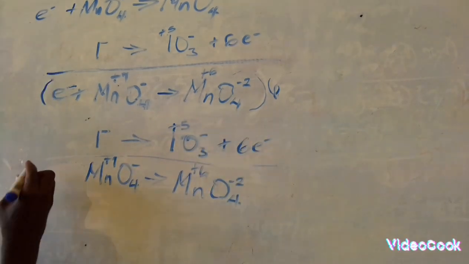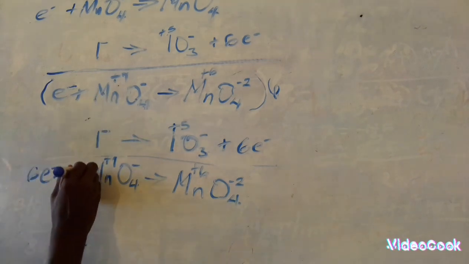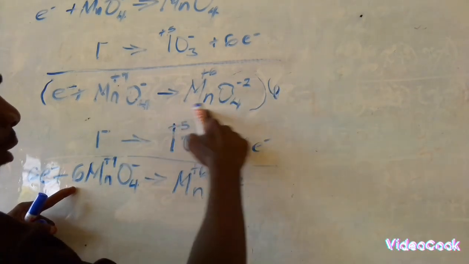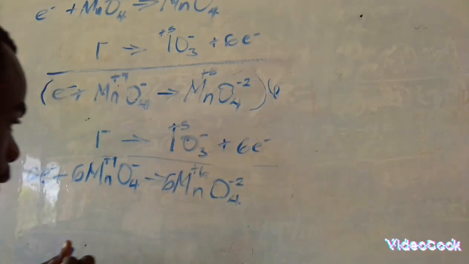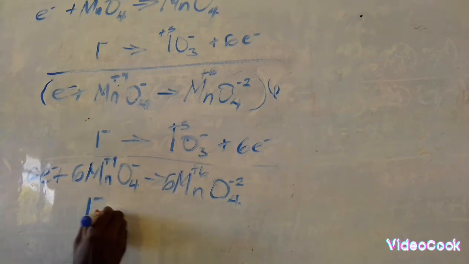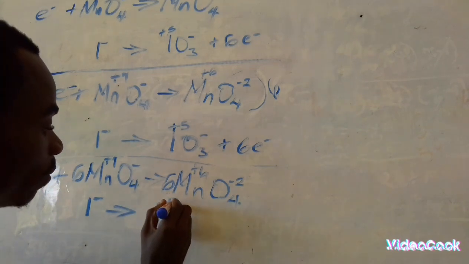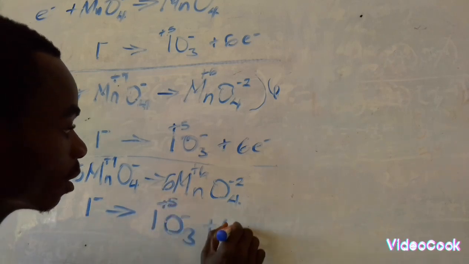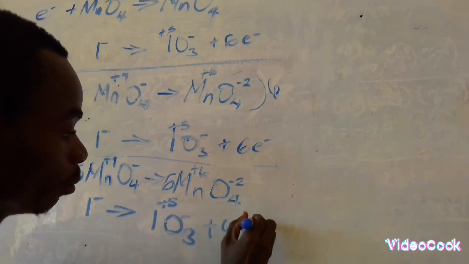Alright. So now we have 6 electrons plus this 6, this manganese and the oxygen, so times this, it gives us 6. Then we multiply this 6 by all of this on the product side, so here we have 6 as a coefficient. Now let's write down the other half reaction. We have iodide minus, and iodate with a charge of +5, oxygen with 3 as the subscript, plus 6 electrons.